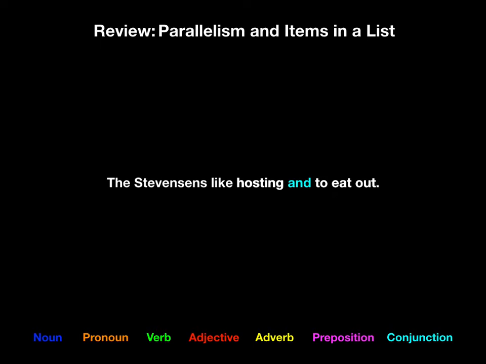There are 2 ways by which we can fix this error. Let's consider the first. The Stevensons like hosting and eating out. Here, the coordinated elements both end in ing. Therefore, this fixed the error that we have with parallelism. The other manner by which we can fix this error is the following. The Stevensons like to host and to eat out. Here we have 2 phrases, both of which are to plus a verb. Therefore, this example would also be considered parallel.